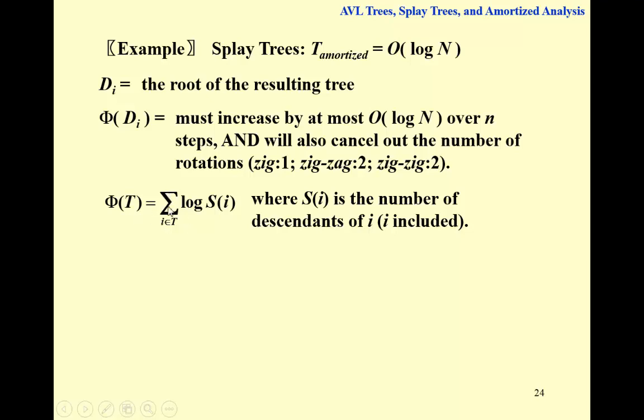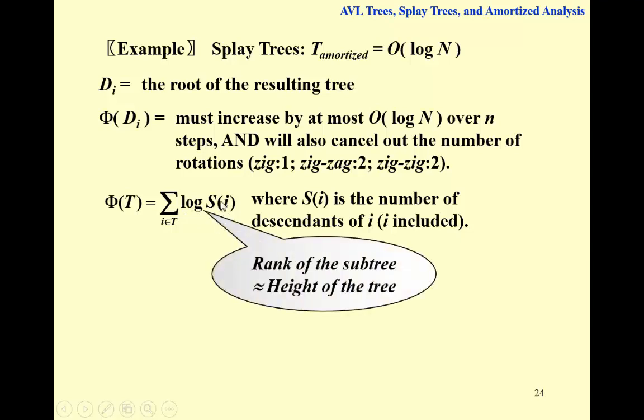The function is the sum of all the log of the sizes, log S of i, where S of i is the number of descendants of i, with i included. It's just the size of a subtree, with i being the root of that subtree. And what is the log of this size? Say, if this subtree is balanced, log of its size is about the same as the height of this tree, right? But it's not accurate, so let's define it to be the rank of the subtree instead of calling it the height of the tree. So it's like summing up all the heights of all the subtrees.